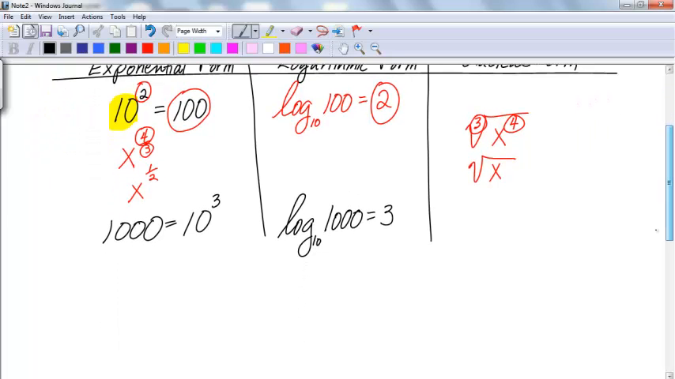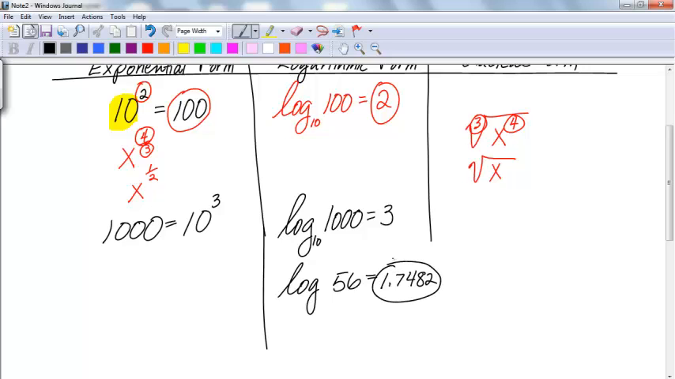If I type in on the calculator, let's do like the log of 56. You do these a lot in science, especially in your chemistry and physics classes. You're going to use logarithms a bunch. The log of 56, rounded, is something like 1.7482. What this is basically saying is 10 to that power equals 56.